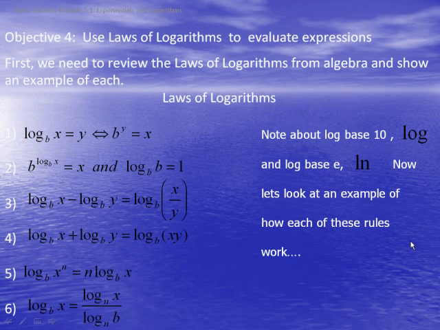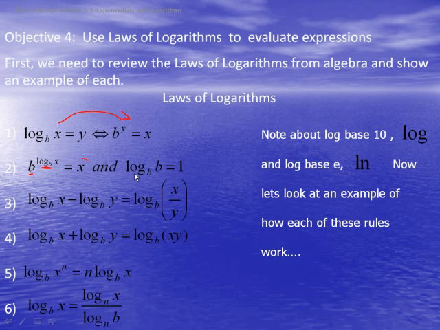Objective 4. Use laws of logarithms to evaluate expressions. First, we need to review the laws of logarithms from algebra to show an example of each. Okay, in this logarithm, we're able to go from logarithms to exponentials, because these are equivalent statements. Here, the identity function, where if you have an exponent and a logarithm, and they have the same base, then you just get the identical thing back.